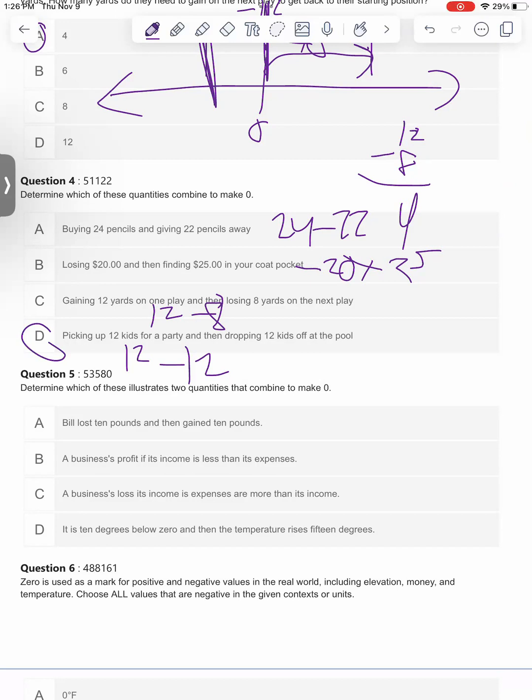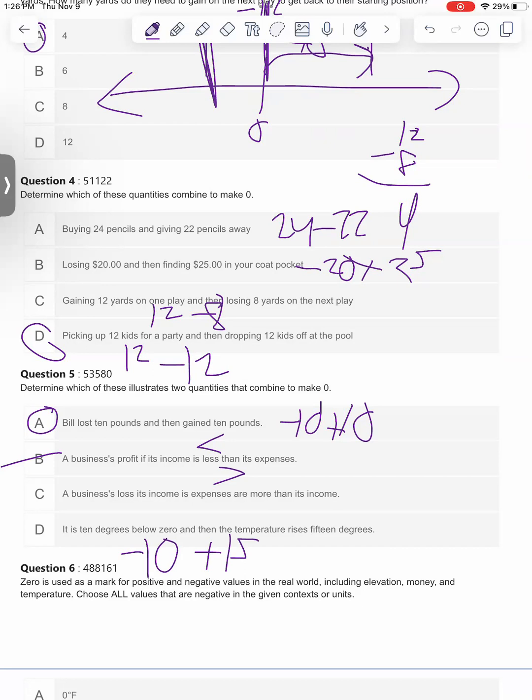Which of these make 0? Bill lost 10 pounds, then he gained 10 pounds. So -10 and a +10 end up at 0. Business's profit is less than its expenses. So, right, its expenses are greater, its profit is less, right? Business's losses in its income is written incorrectly, are more than its income, like that. And it's 10 degrees below 0, and then the temperature rises 15. Well, now it's at 5.